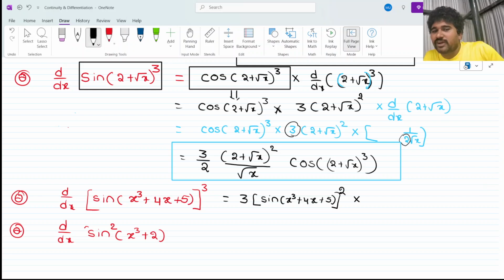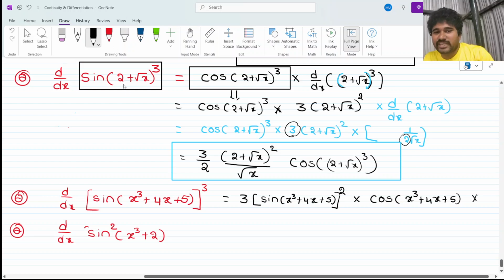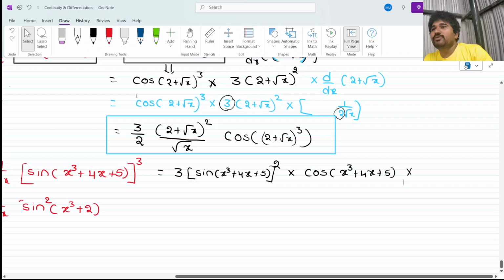Whose differentiation do I have to do now? The outer bracket you did. Next, when you get in, who is there? Immediately sine is there. Sine's differentiation, what will it become? Cos of. Correct? Cos of. Write it as it is, don't touch them. Am I correct or not? Don't touch whatever is there inside. Into. What do you have to do now? Whose differentiation? X cube plus 4x plus 5 differentiation.